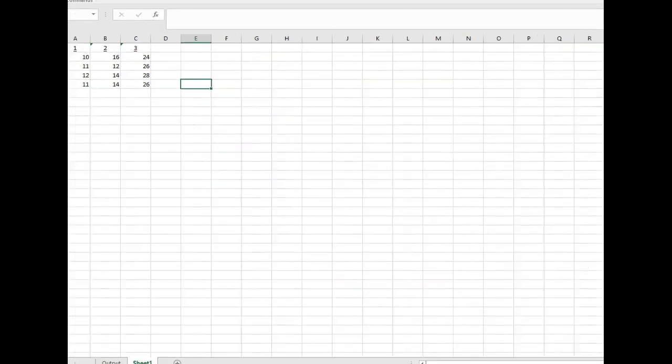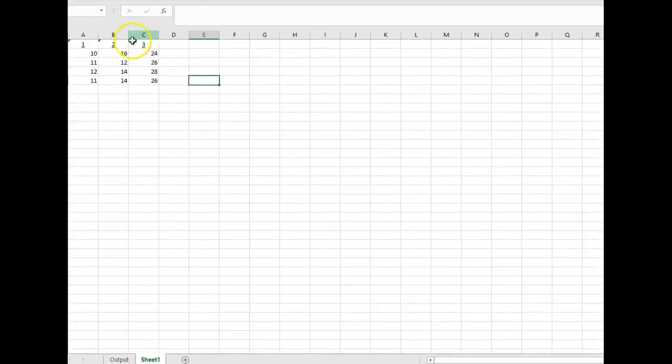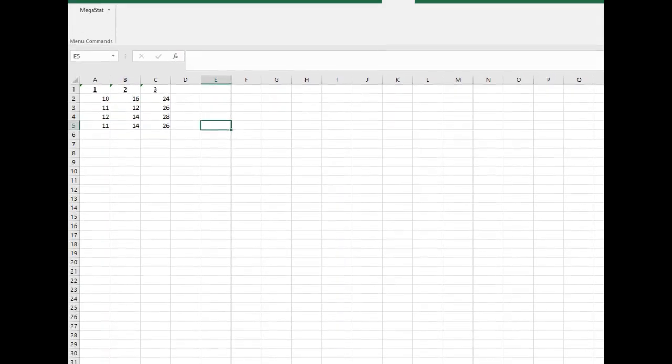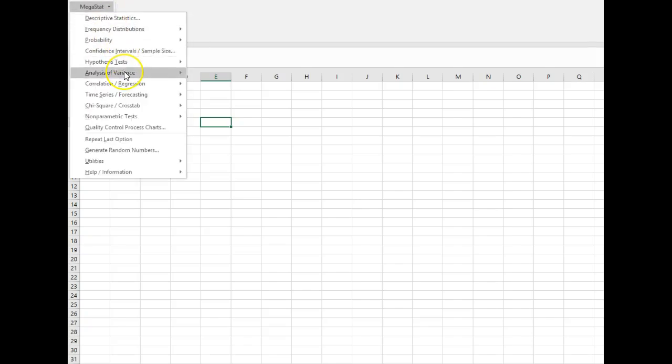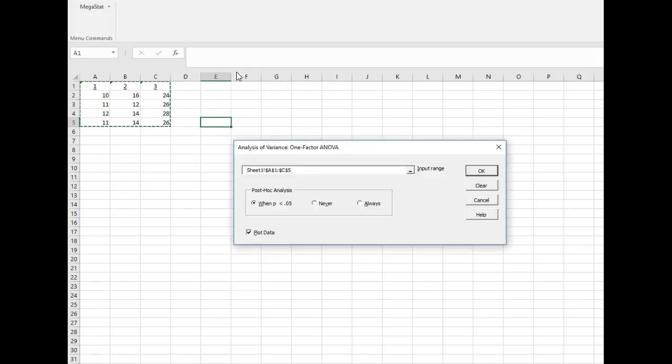We have this data set right here, and we can just run it in MegaStat. It's very, very easy. I'm going to erase this because I just did it. We would go to MegaStat, Analysis of Variance, One-Factor ANOVA, and there's our data set. The one thing you want to make sure of is that these top treatments, they're not always going to be numbers. They could be names as well.